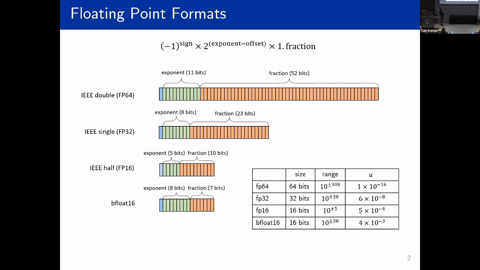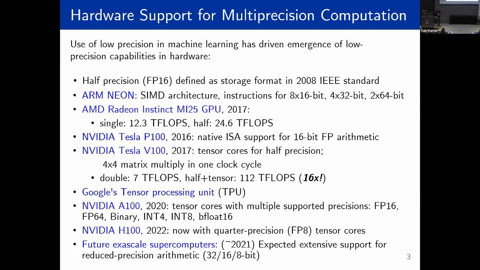Here I have a little table that summarizes this. It has the size in bits, the range of representable numbers, and this u, my unit round off. Whenever I store a number in this format, I make some rounding error, and whenever I do a computation, I make some rounding error that's bounded by these quantities. Single precision and double precision have been around for a long time.